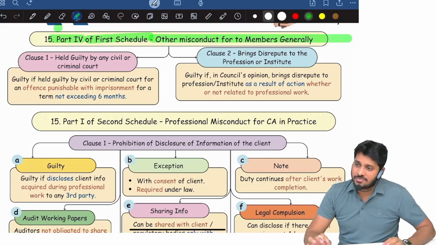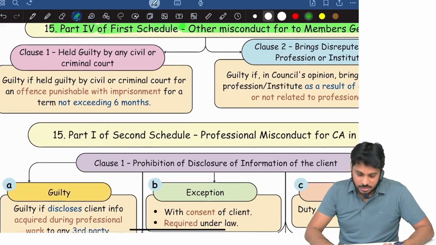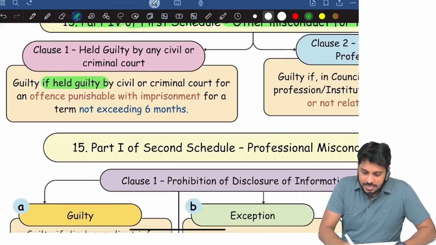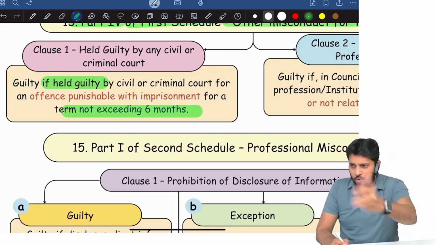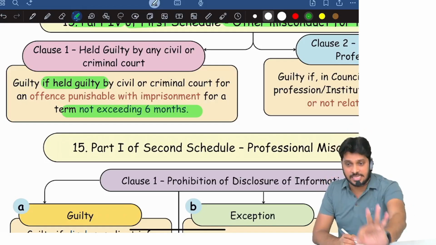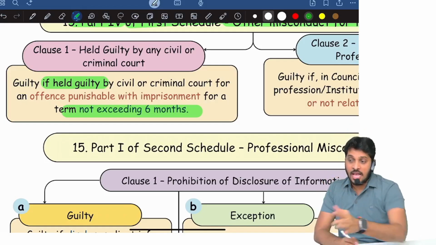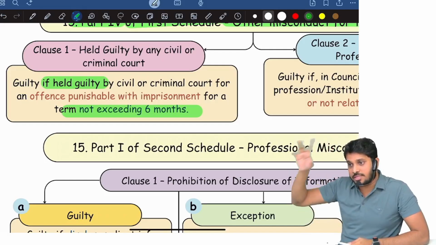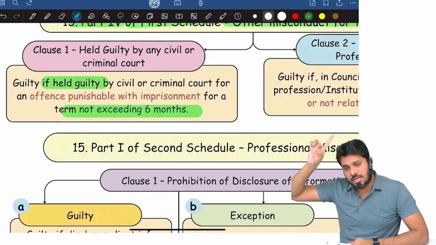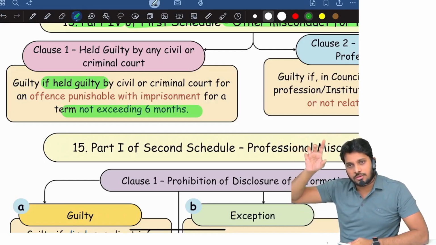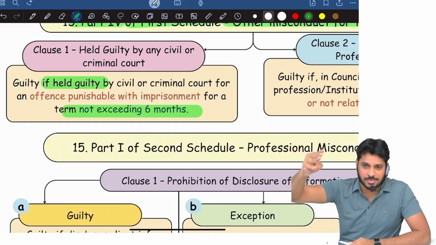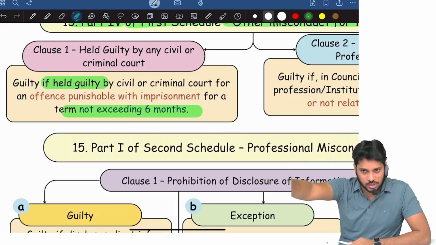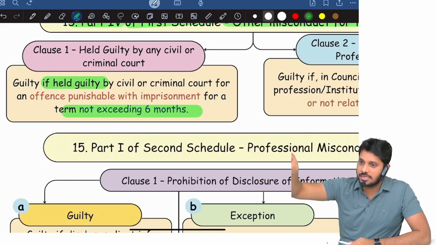Other misconduct for members generally. There are two clauses. First one, if you are held guilty and are punishable with imprisonment or transportation for a period not exceeding 6 months, then it is guilty under Schedule 1. If the punishment is more than 6 months, then it is guilty under part number 3 of the second schedule. Yes or no? Second schedule has only 3 parts, and the last part has only 1 clause. So the other misconduct directly applies if imprisonment is more than 6 months.